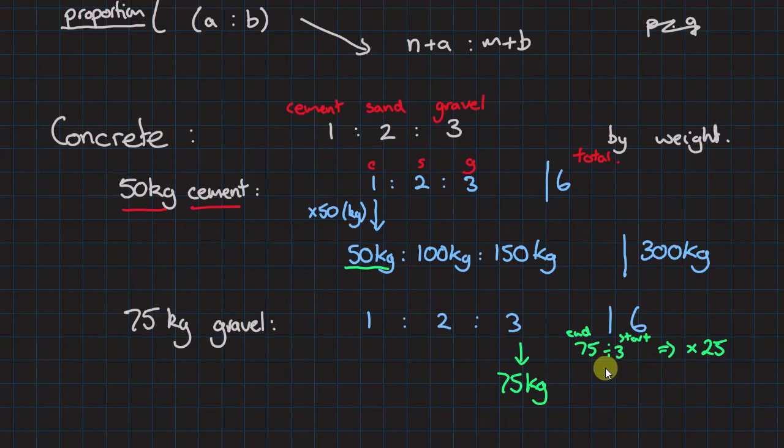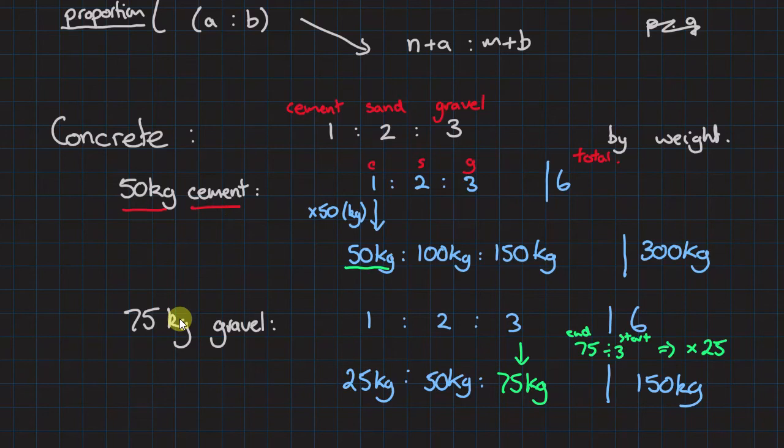Go through the other parts, do the same thing. So 2 times 25 is 50 kilograms of sand, and 1 times 25 is 25 kilograms of cement. Overall, total 6 times 25 is 150 kilograms. Or if you're not sure, add the parts together. 25 plus 50 plus 75, 150 kilograms.